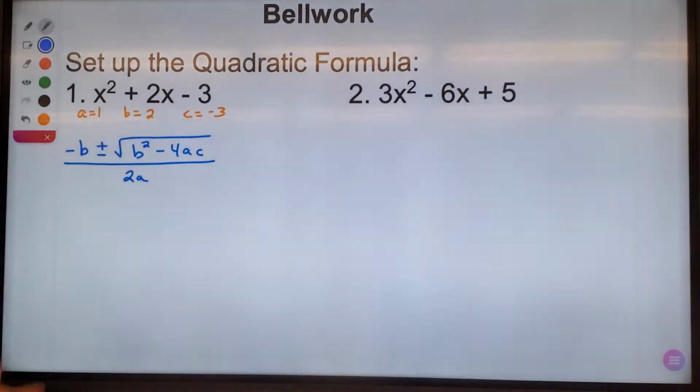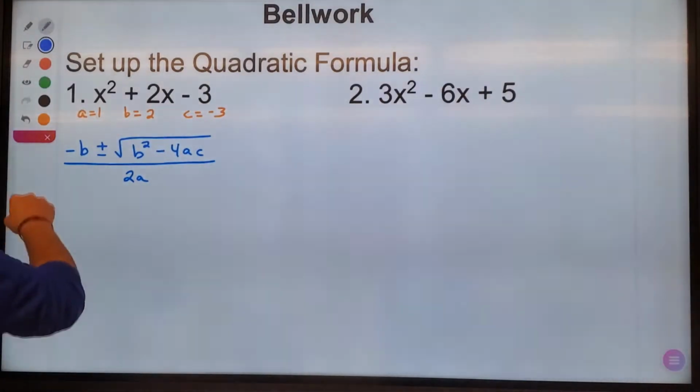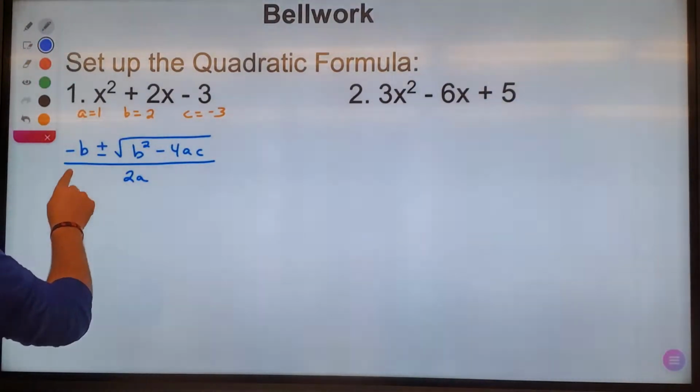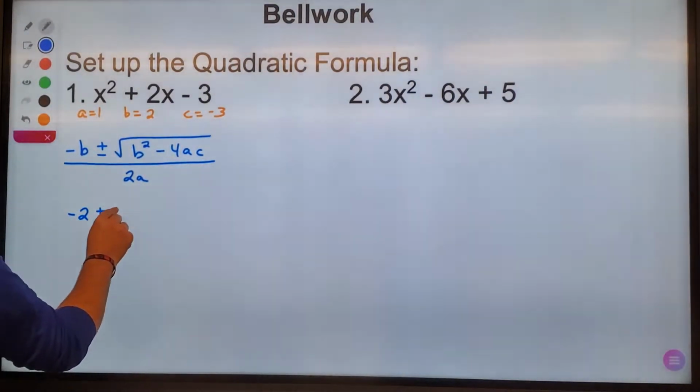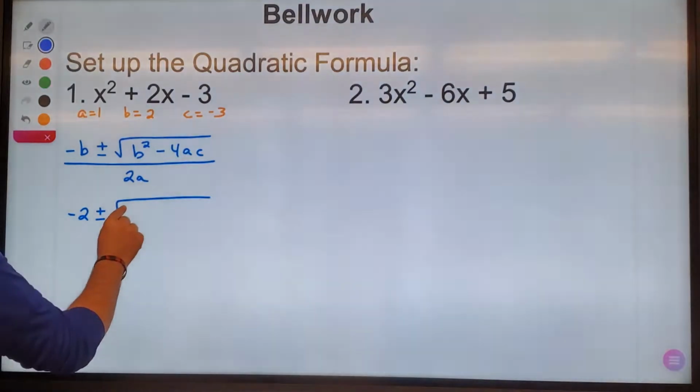Okay, and all we're going to do is replace the A, B, and C with those numbers. Okay, and again, we're not simplifying at this point. We're just going to set it up. Okay, so here the opposite of 2 is -2 plus or minus square root.